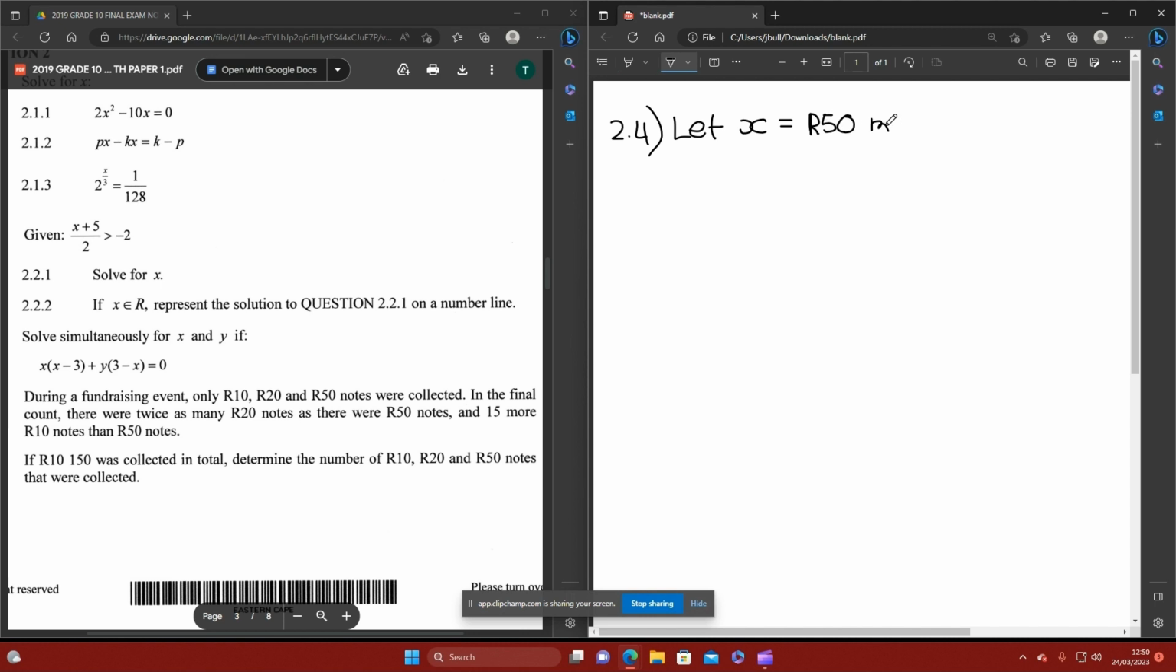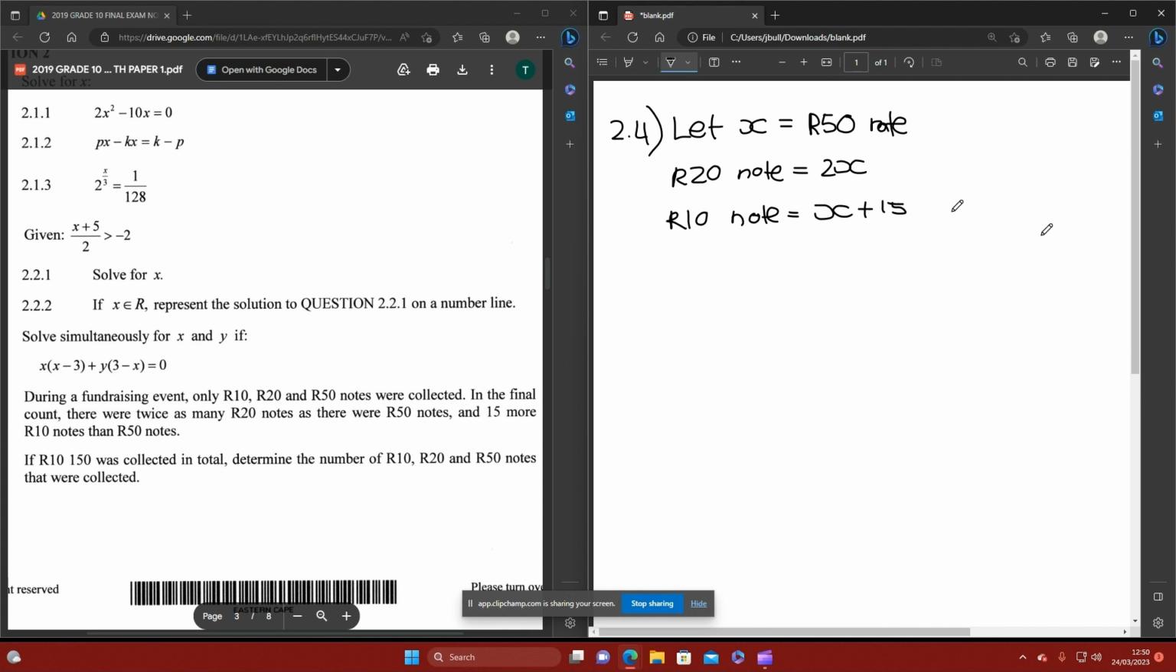Okay, so x is 50 Rand notes. That means, well, we don't need to say let's again, but we can put 20 Rand notes and 10 Rand notes in terms of this x. Okay, so 50 Rand notes is x. They say there's twice as many 20 Rand notes. Okay, so the 20 Rand notes, they are twice as many, so they are 2x. And then the 10 Rand notes, they say there are 15 more than the 50 Rand. Okay, so the 50 Rand is x, and there are 15 more 10 Rand notes.